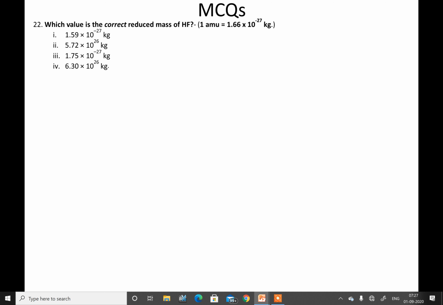Which value is correct for the reduced mass of HF, where one atomic mass unit is given as 1.66 times 10 raised to minus 27? So you have to first find the reduced mass, that is the multiplication of the atomic masses of H and F, and then divide by their total, and then multiply with this, and if you work this out, the first will come to 1.59 times 10 raised to minus 27. That is in simple words.